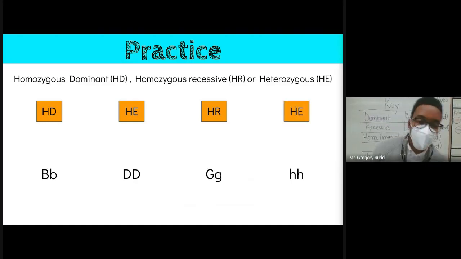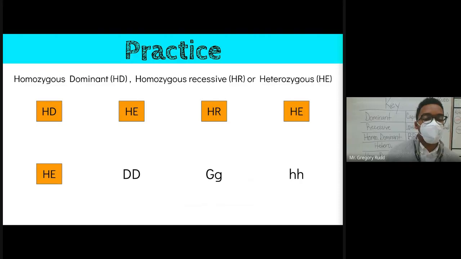All right, capital B, lowercase b. What's that? That's also heterozygous. How do you feel about this, Ayana? Okay. Do you have any questions? What's your confusion? I feel like you're just a little confused. You're right about that.